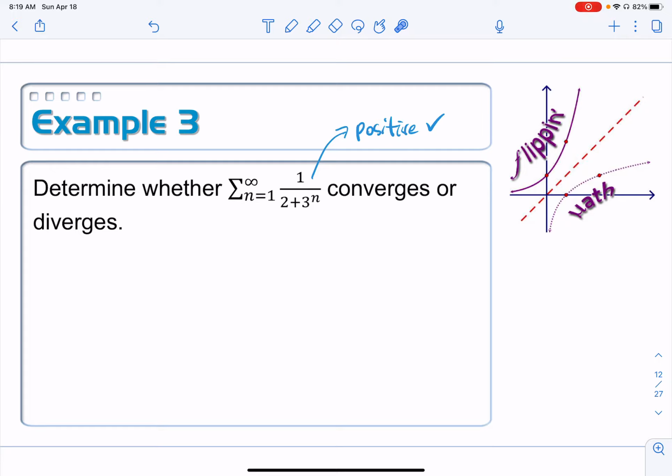This is going to go to 0, so nothing there. Okay, I promise you that is going to come in handy at some point, just not on this one. Okay, so the last couple of examples, we were comparing to p-series. What do you think we're going to compare to this time?